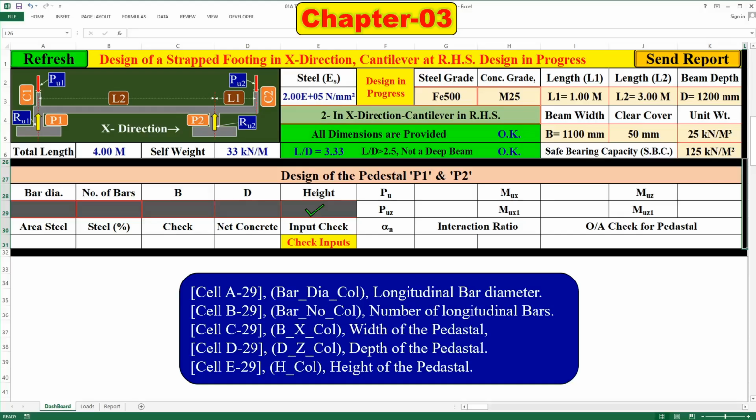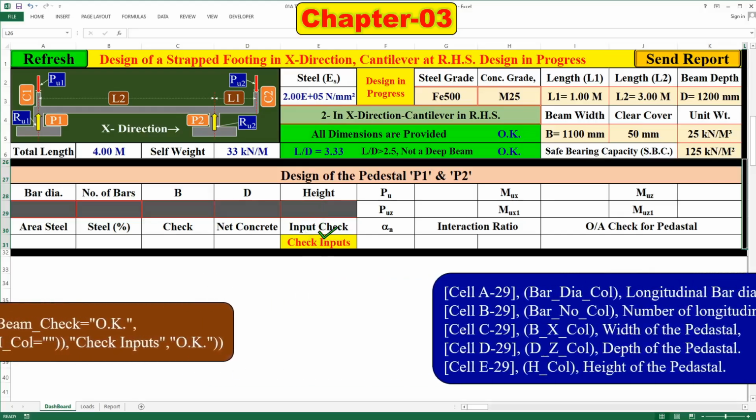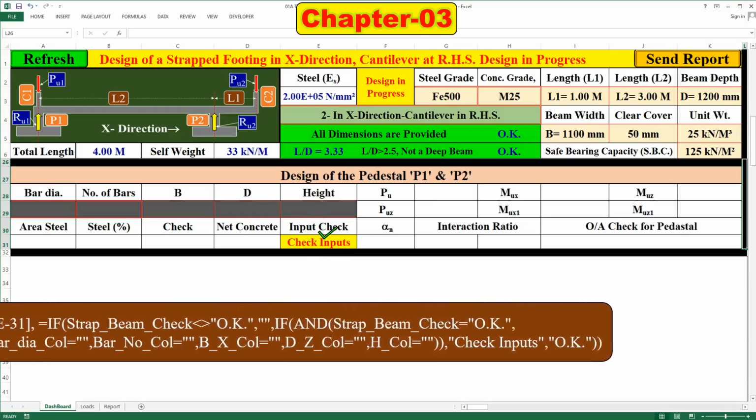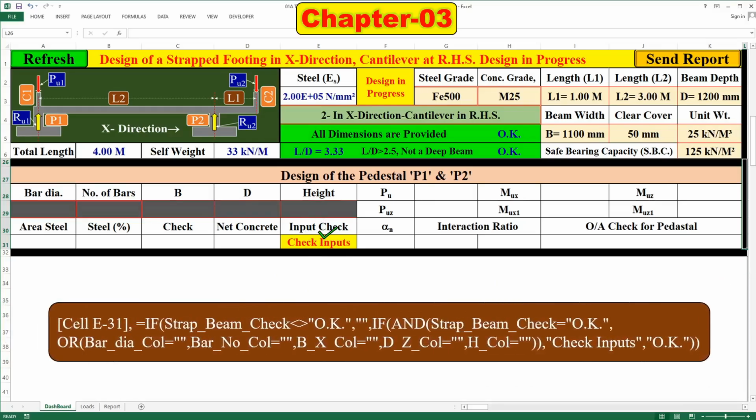Next, we are going to see the input check for pedestals in cell E31. The defined name of the cell is input_check_pedestal. It is the starting point of the design for pedestals. Presently, we are seeing check, because all the input cells of Chapter 3 are blank cells.